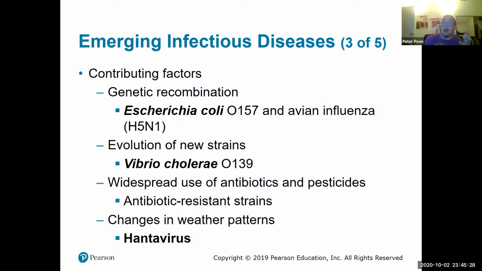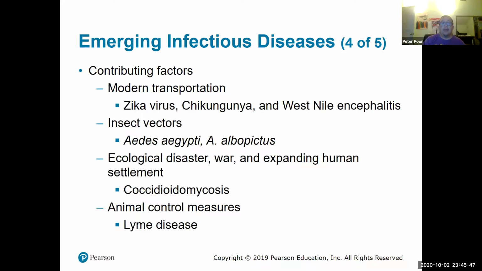Flu virus, the avian influenza virus, H5N1. This influenza has 8 strands of RNA, and those 8 strands mix a lot. And we'll talk more about that when we talk about influenza, but that's why there's always going to be new strains of flu.